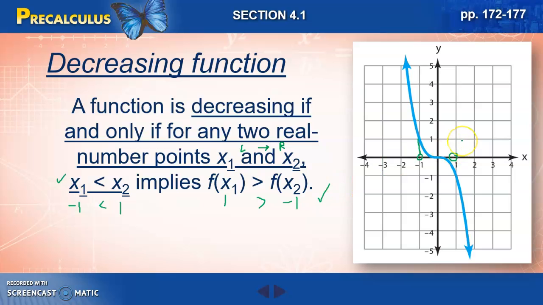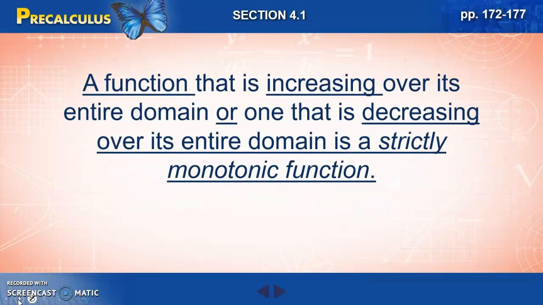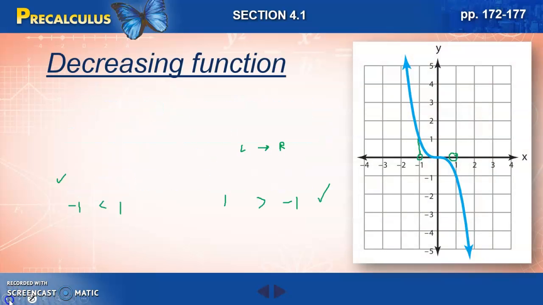Again, we can look at the graph and we can say, yes, that's decreasing, but we can also use the definition as well to prove that this function is in fact decreasing. Now, a function that is increasing over its entire domain, or one that is decreasing over its entire domain, is a strictly monotonic function. So let's go back to our previous graphs here.